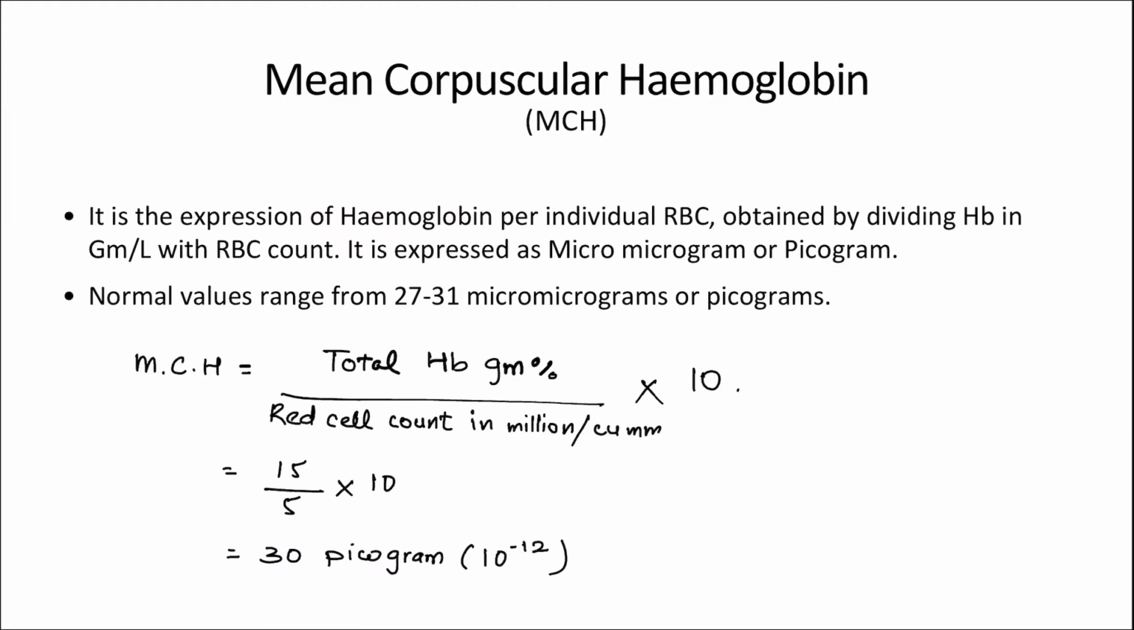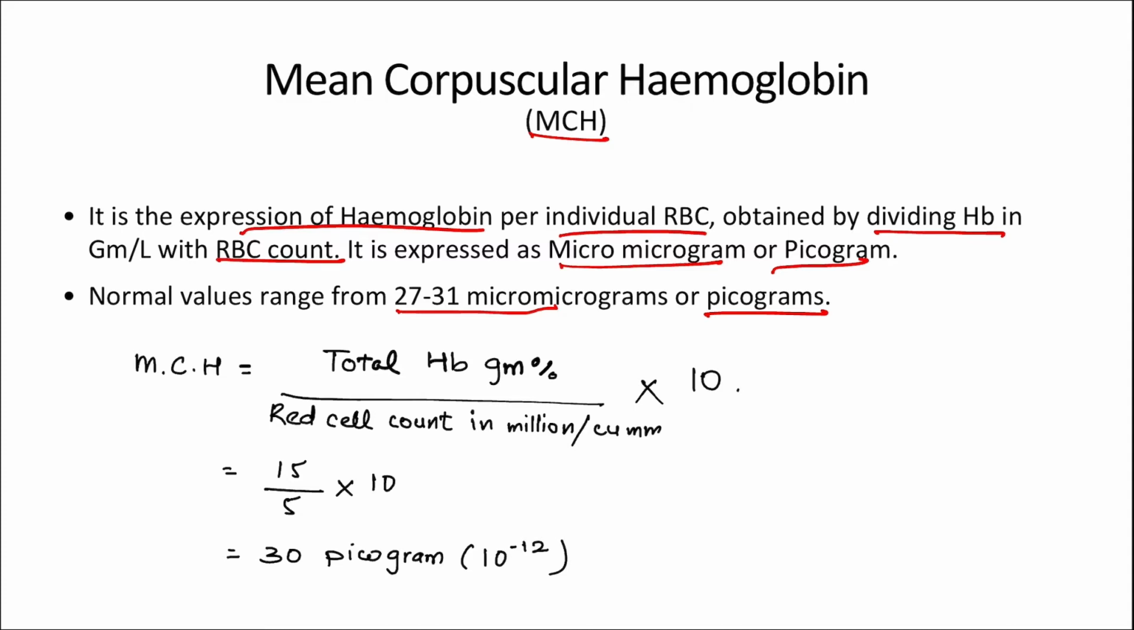So let's talk about mean corpuscular hemoglobin or MCH. So what is MCH? It is the expression of hemoglobin per individual RBC. If we want to know how much hemoglobin each RBC contains, then we should calculate the MCH, or mean corpuscular hemoglobin. We can obtain it by dividing hemoglobin by RBC count. It is expressed as picogram. The normal values range from 27 to 31 picograms.